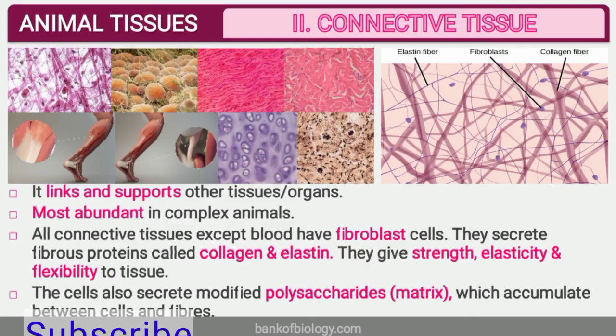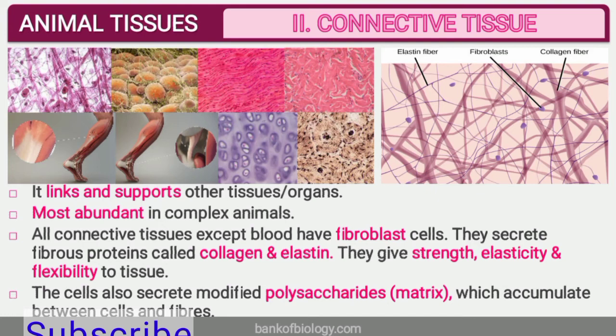Next, we have connective tissues. They link and support other tissues and organs, and are most abundant in complex animals, which have complex body and cellular organization. All connective tissues except blood have fibroblast cells. They secrete fibrous proteins called collagen and elastin. What is the function of collagen and elastin? They give strength, elasticity, and flexibility. It means they can be stretched and relaxed.